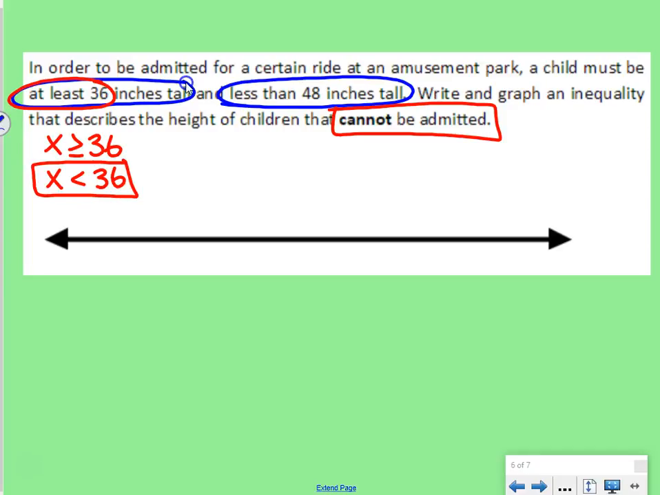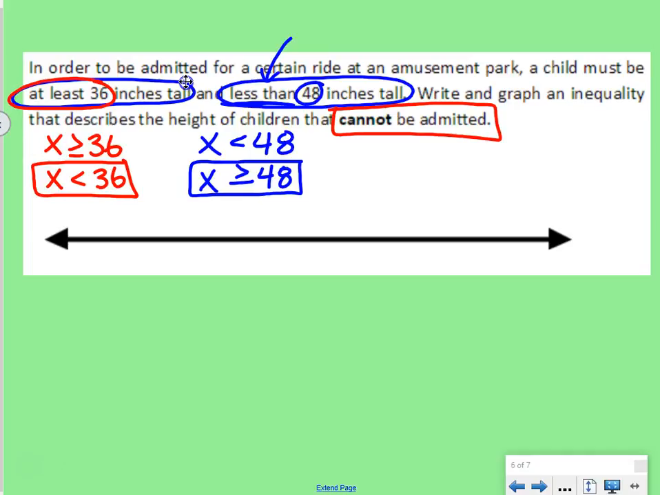Then for children that can be admitted, they have to be less than 48 inches tall. So if we write that x is less than 48, the opposite of that would be greater than or equal to 48. Because you have to be less than 48 to be admitted. So if you're exactly 48 inches tall, you would not be able to be admitted. All right, now we need to figure out, do we put an "and" or an "or" in the middle here? So we need to graph them.